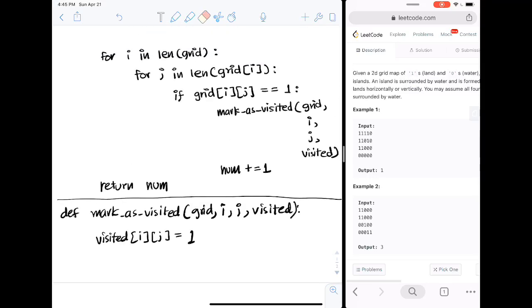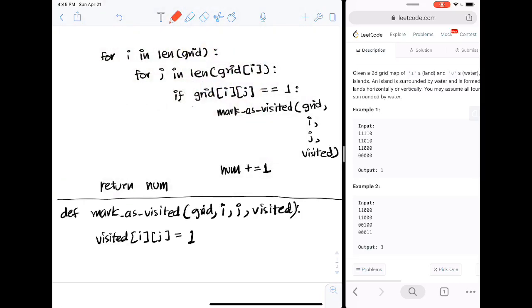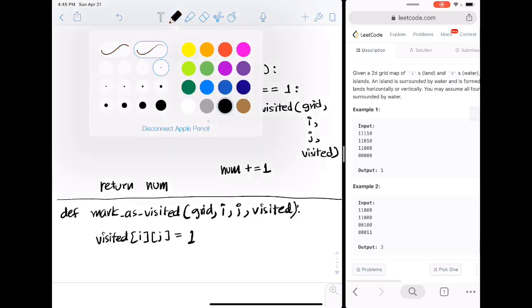I've made a mistake here. I only check, so let's see over here, I only check if my current tile is land, but I am not leveraging the visited grid. I'm not checking if I visited this already before. So that's important. That's the whole reason we had that visited grid. So let's fix that real quick.